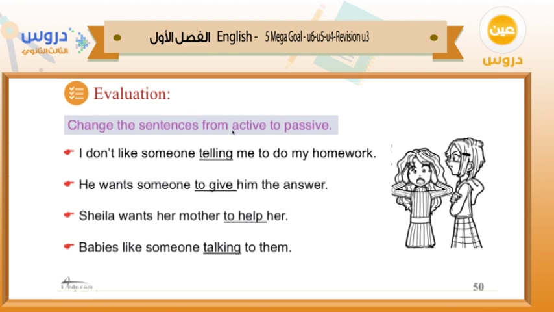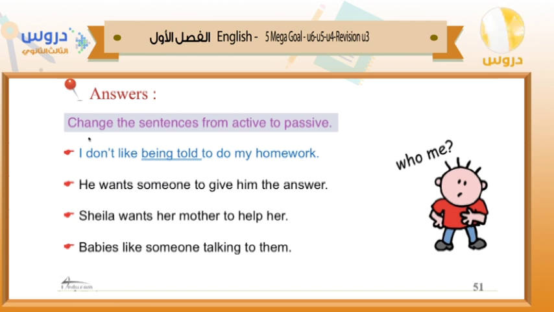Change the sentences from active to passive. Number 1, we look at that picture here, okay? I don't like someone telling me to do my homework. This is active, okay? Someone telling me. So how can I change the active to passive? I don't like being told to do my homework, okay? Being plus past participle. Number 2, he wants someone to give him the answer.